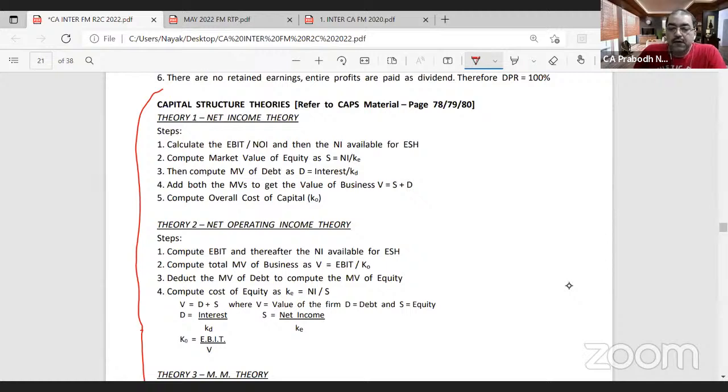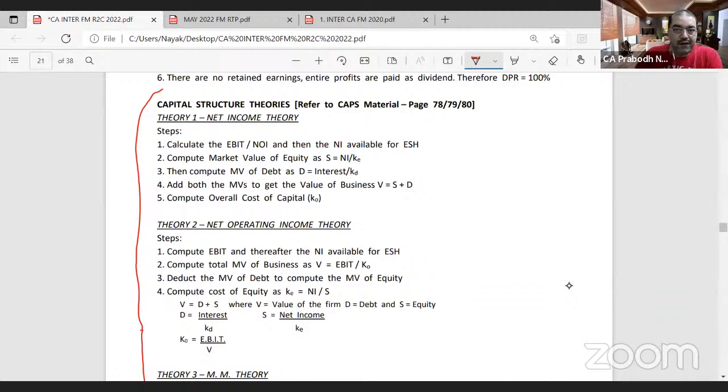First one is net income theory. In the net income theory, first I start with the EBIT, then I will calculate net income available for equity shareholders. EBIT is also called operating income, or net operating income. From there, I minus the interest, and I will get the net income.